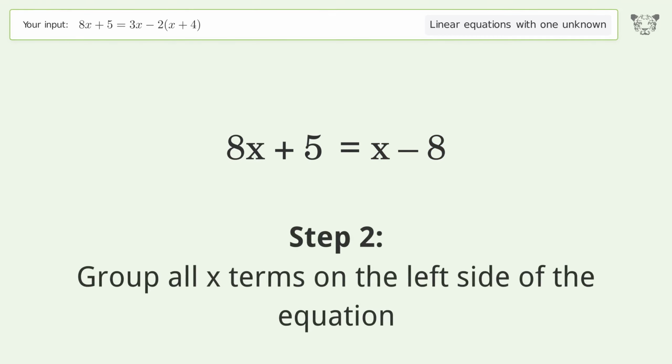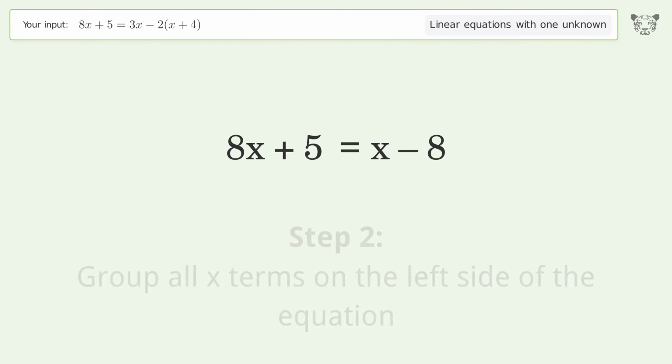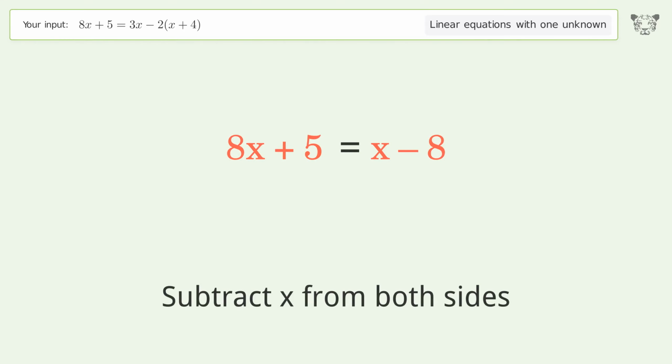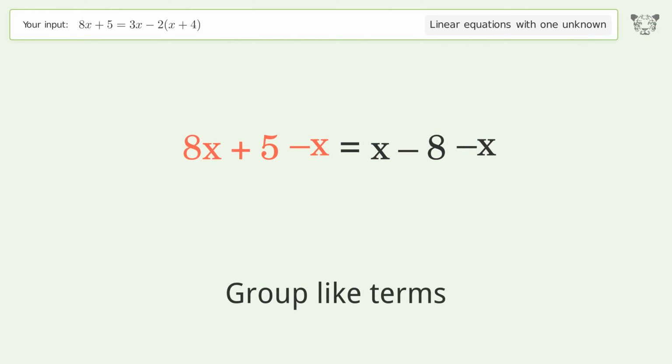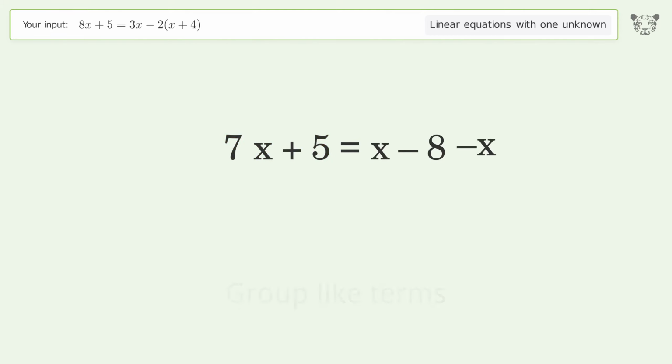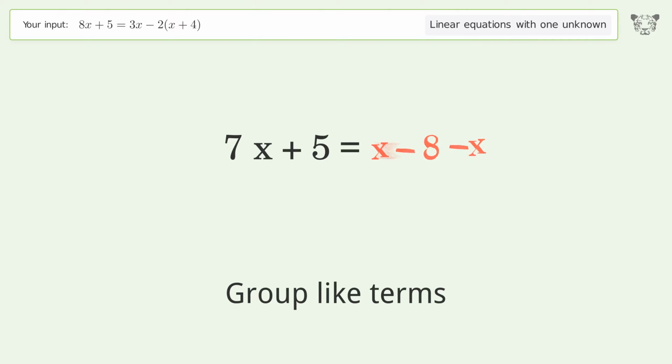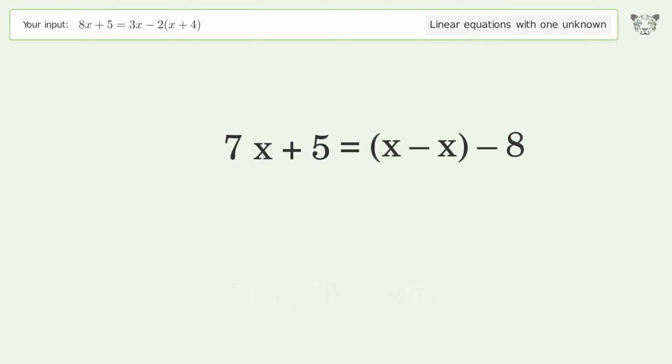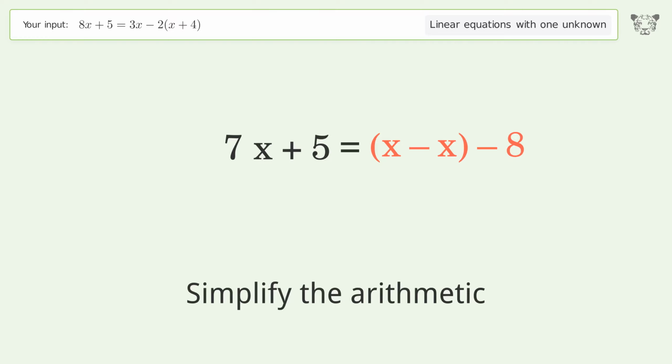Group all x terms on the left side of the equation. Subtract x from both sides. Group like terms. Simplify the arithmetic. Group like terms. Simplify the arithmetic.